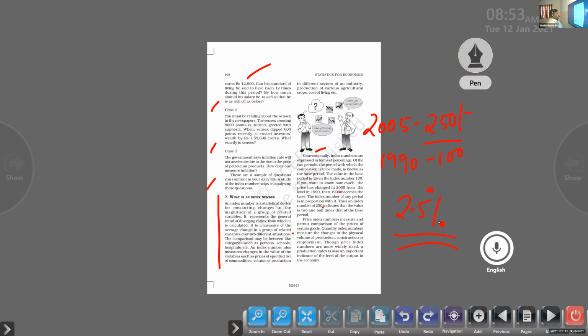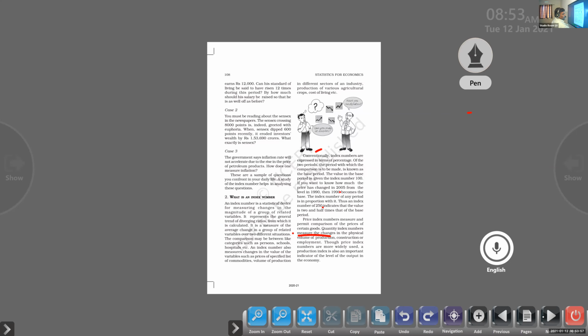Though price index numbers are more widely used, a production index is also an important indicator of the level of output in the economy. Underline that. So we got some questions here. What is an index number? What is the base period? What is a price index number? What is a quantity index number? And what is a production index number? These are the major questions from page number 108.